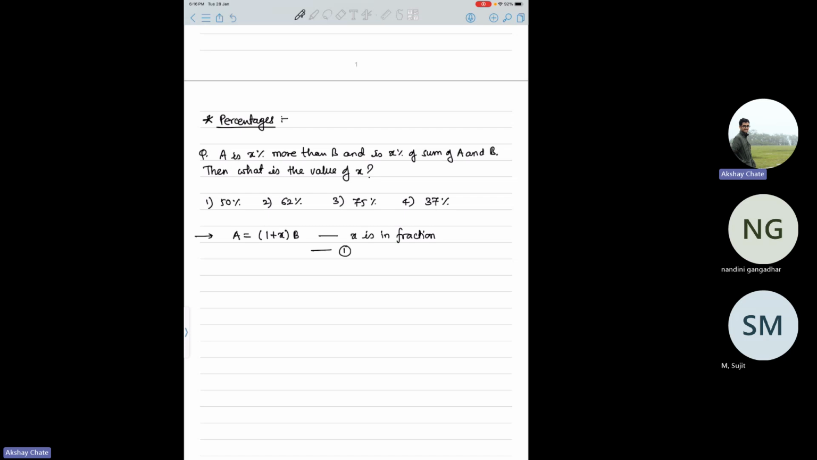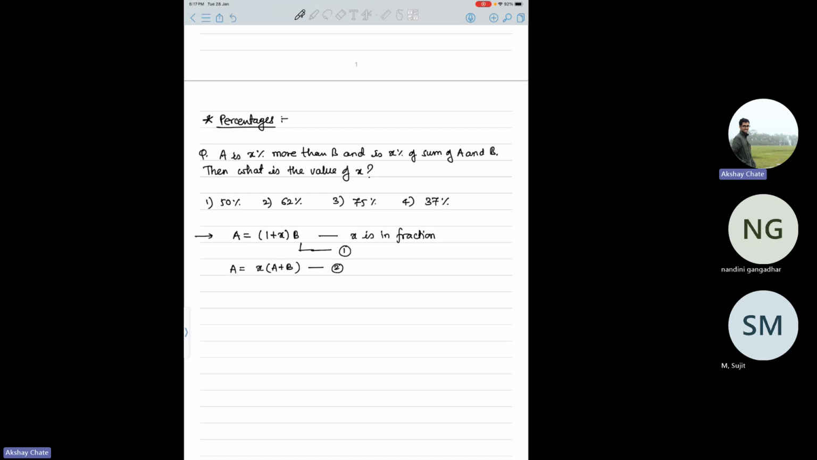Then there is a second part to this sentence which says A is X% of the sum of A and B. So that means A is X%. Since we are taking it in terms of fractions, no need to write by 100 here. And it is equal to X% of the sum of A and B. So the sum of A and B is this. Now we need to find X. Here there are 3 unknowns, A, B, X, and 2 equations, equation 1 and 2.